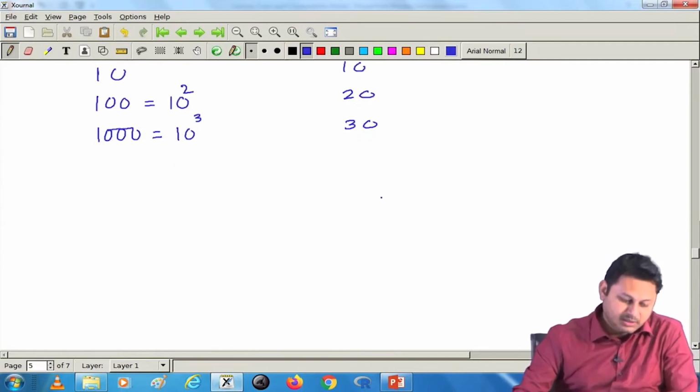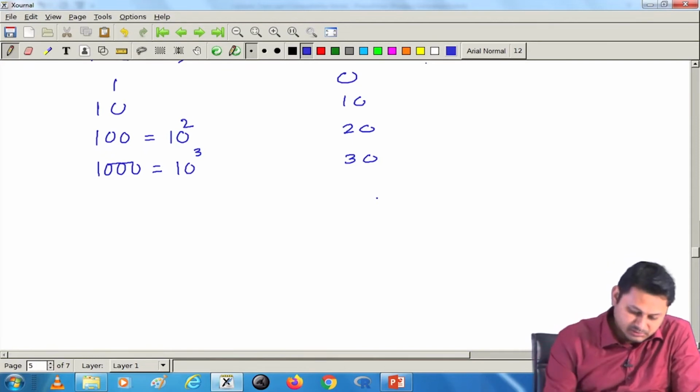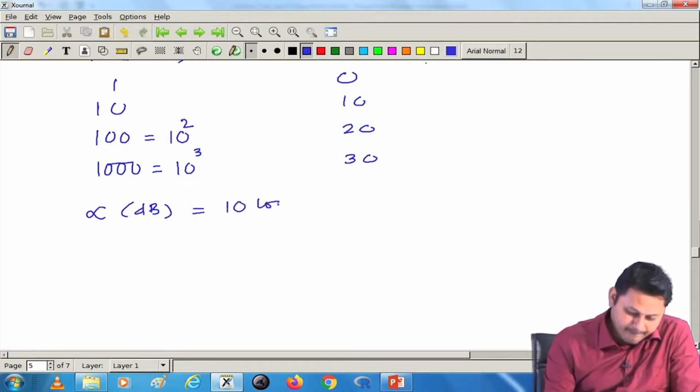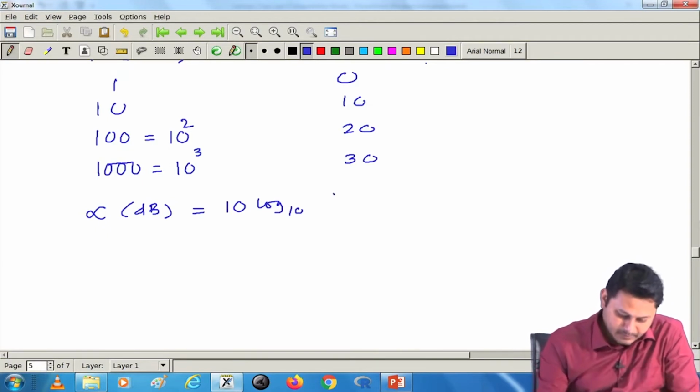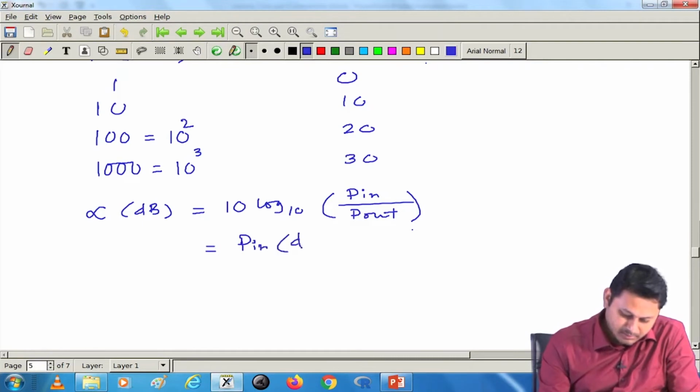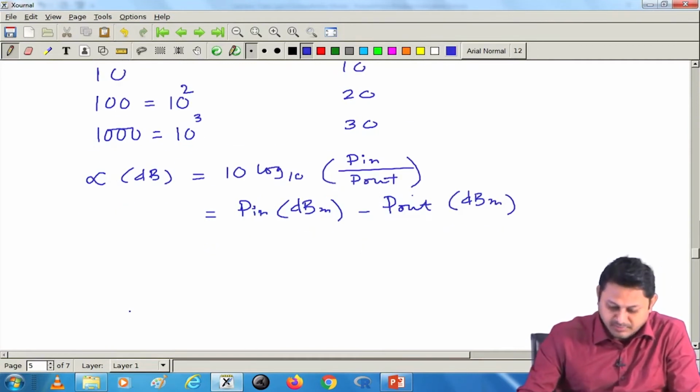So, alpha can also be represented in terms of dBm. Alpha in dB is equal to 10 log 10 of P_in divided by P_out. And now, if I reduce this to dBm unit, I can write it as P_in in dBm unit minus P_out in dBm unit. So, what is the meaning of that?